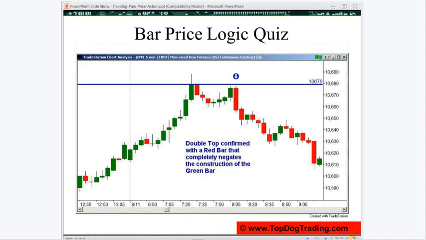Okay, so if you said down, again, you're a winner. Now you get, heck, I'll give you 1,000 Top Dog Trading Barry Burns admiration points for that one. So we had a big engulfing pattern. That's a big mamacita engulfing pattern, a two-bar engulfing pattern.